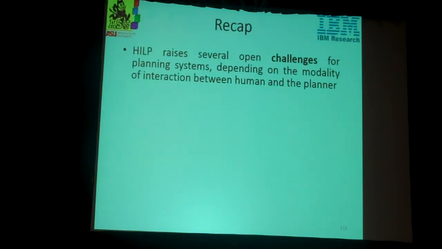Right, so basically we looked at the human-in-the-loop planning problem, the HILP problem, and it raises several interesting, hard, open challenges for existing planning systems. These challenges have a very intrinsic link to the kind of interaction between the human and the planner. What kind of role is the human playing, what kind of role is the planner playing, and these can change depending on the application that you're dealing with.